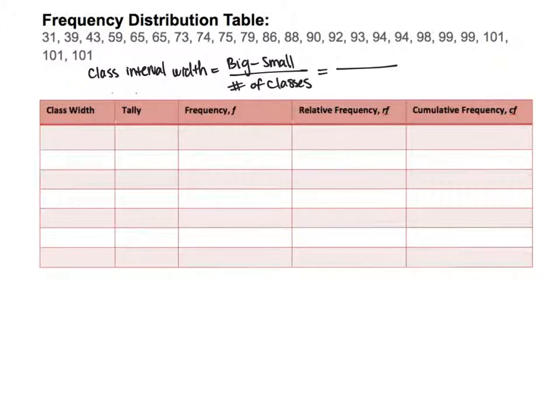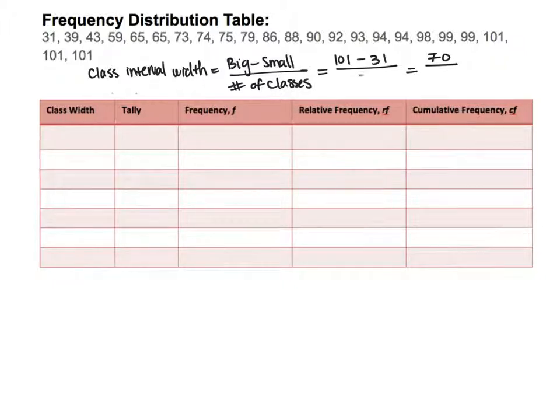So if I take the biggest number here, which is 101, subtracted with the smallest number here, which is 31, that's going to give me 70, right? So in that case, since it's 70, I might want to make the number of intervals for mine maybe 7, because it would divide out really nicely too.